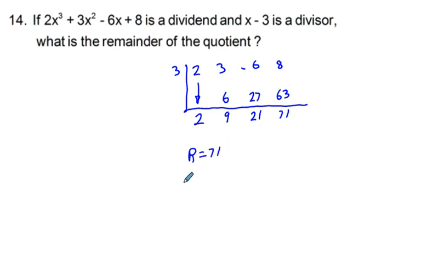And if we wrote this out in presentation form, we would write this out as 2x squared plus 9x plus 21 plus 71 over our divisor, which is x minus 3. But our answer here is 71.